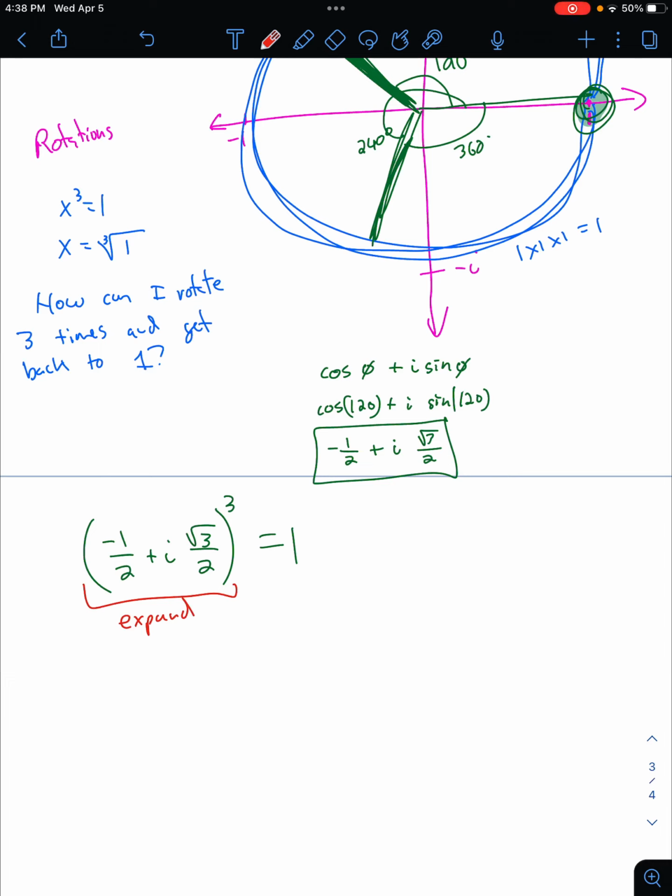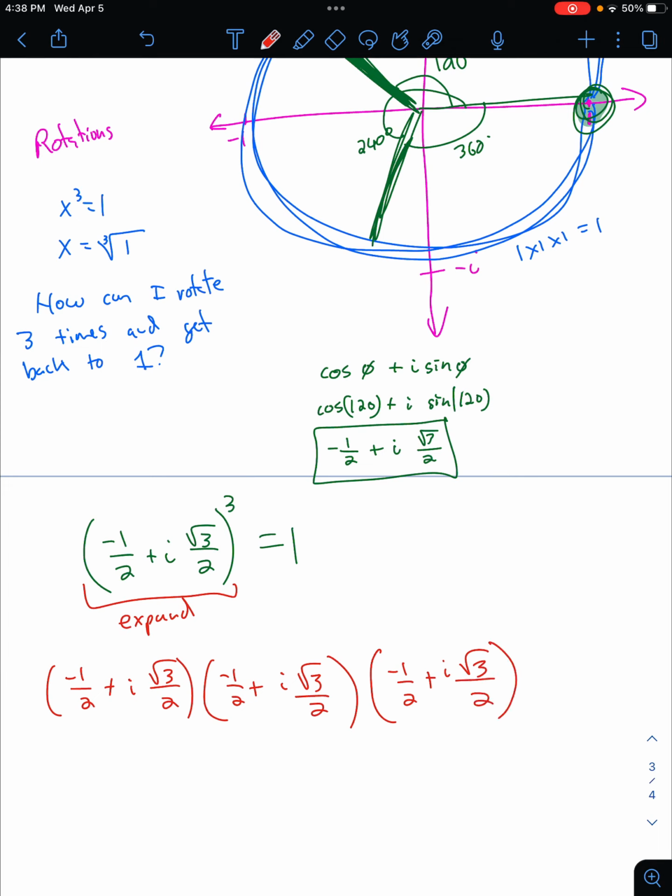well, we could just do this out and do the distribution, negative 1/2 plus i square root 3 over 2 times negative 1/2 plus i root 3 over 2. Do it one more time. And we can just do the distribution, and we'll eventually get there. But I think this is a great opportunity to use Pascal's triangle.